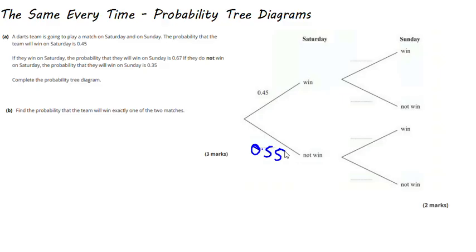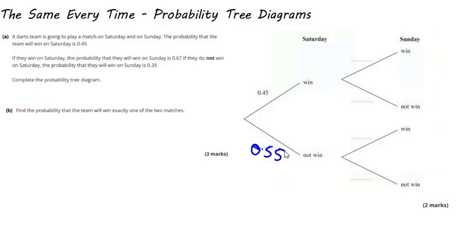So a darts team is going to play a match on Saturday and on Sunday. So see how the tree diagram goes. On Saturday they can win or not win, and then they play again on Sunday, win, not win, or win, not win. The probability that the team will win on Saturday is 0.45, so not win is 0.55.